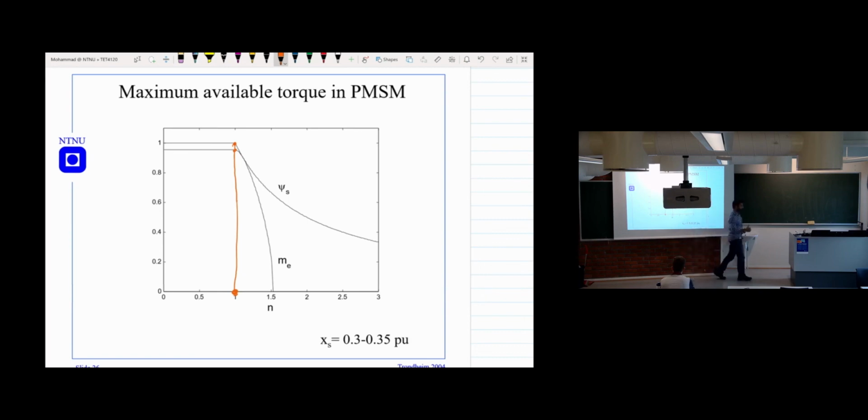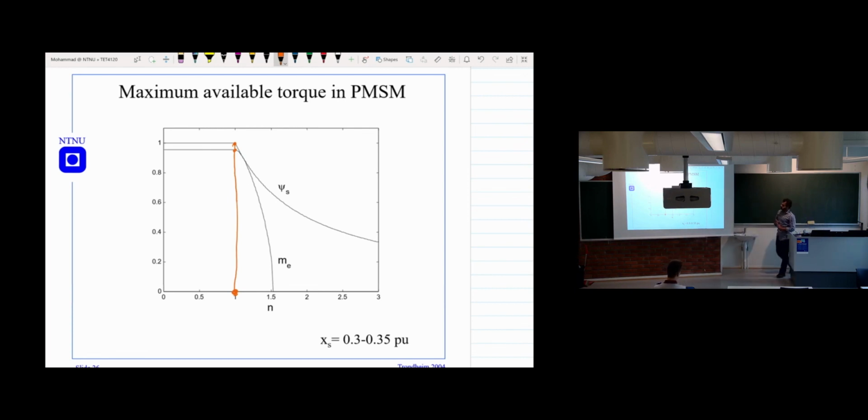Therefore, for example in traction or electric vehicles, we don't use the surface-mounted machine, because the d-axis current we apply for the field weakening only increases the speed, but it's not supplying any torque. So we don't use surface-mounted machines for EVs or traction or these applications.